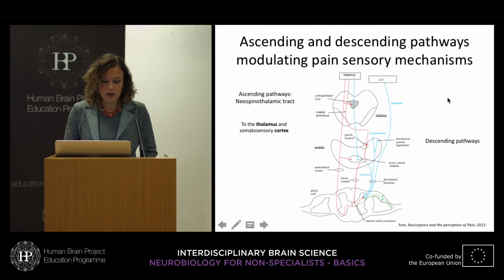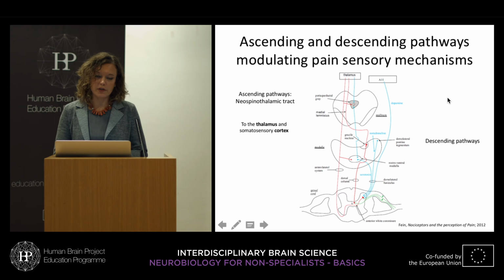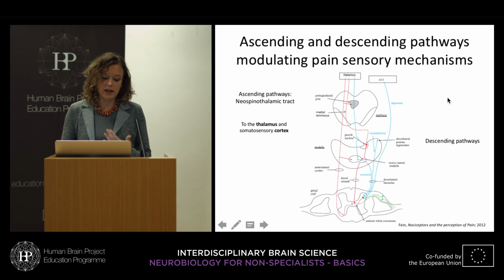On the other hand, for example, you have heard about soldiers coming back from war with severe injuries, but they don't feel pain. This is due to the action of the descending pathway, which is an inhibitory pathway that goes from higher structures of your brain to the dorsal horn of the spinal cord.